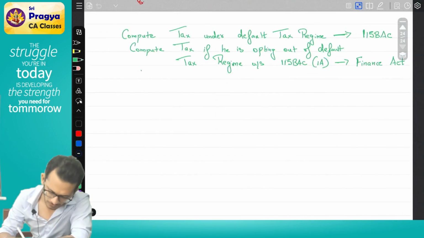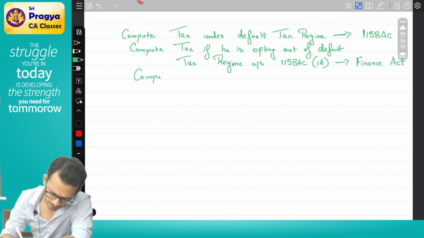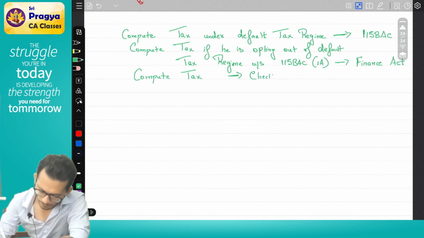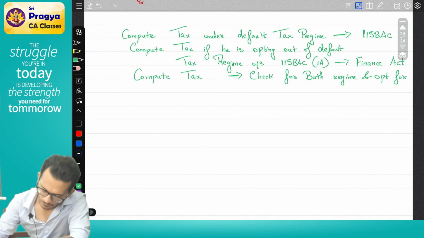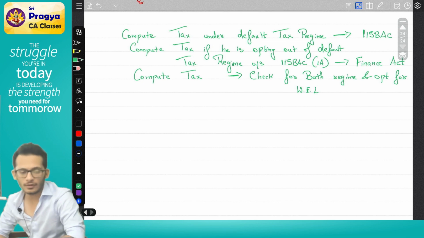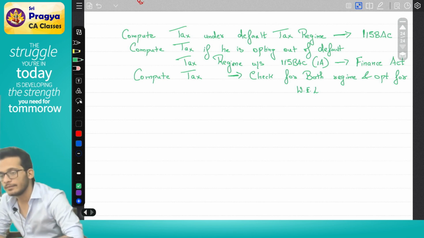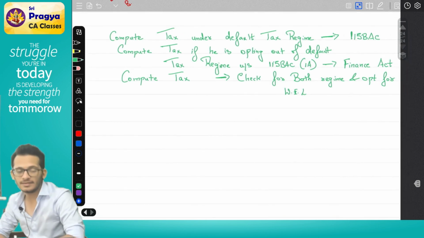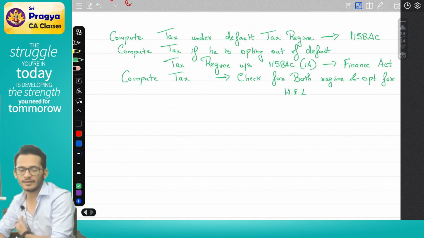If they say simply compute tax, you need to check for both regimes and opt for whichever is lower. Clear? Be extremely careful about this. It is an amendment for the current year and therefore extremely important.